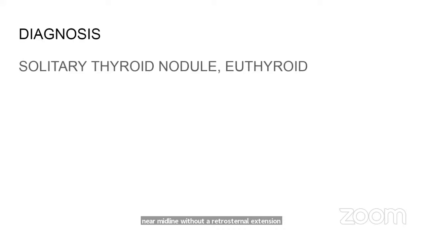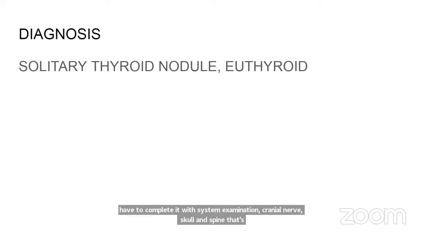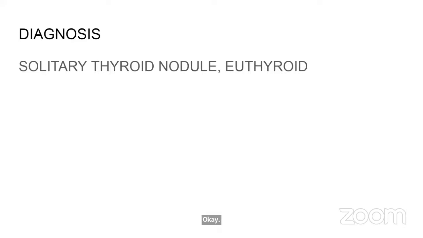Ginny, have you mentioned the system examination? I couldn't hear. She has mentioned one. Okay, yeah. So along with the local examination, you have to complete it with system examination, cranial nerve, skull and spine. That's general for all the head and neck examination. Cranial nerves, I don't think she has mentioned. Only the VLS finding. Okay.